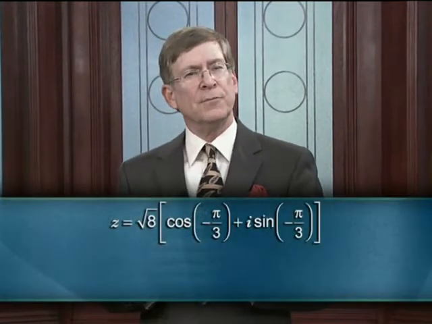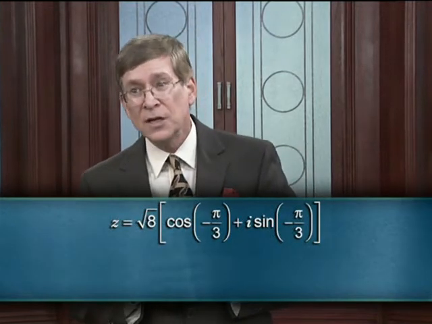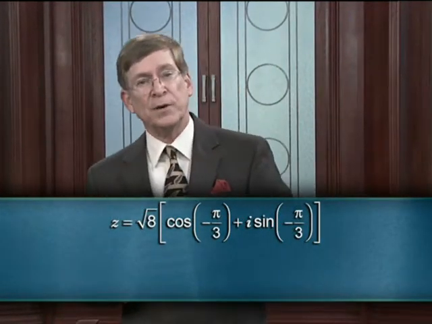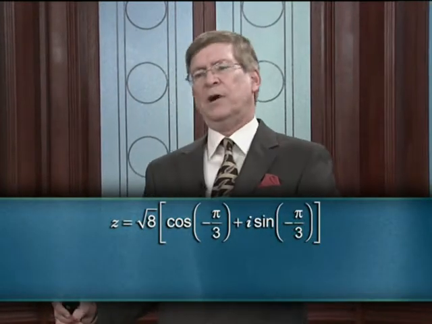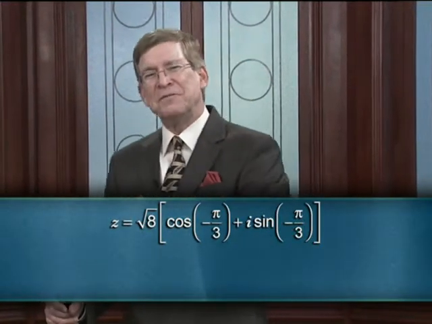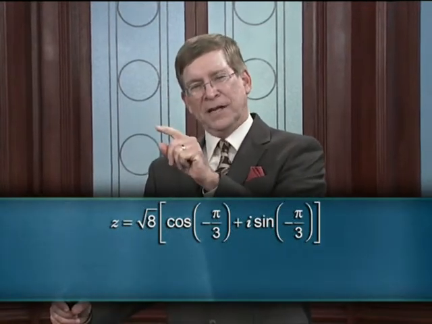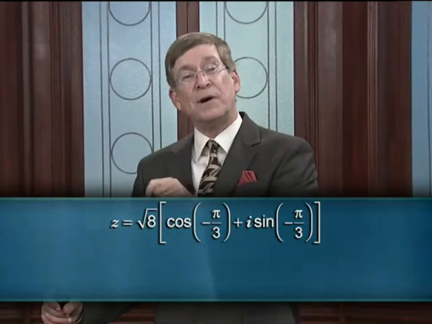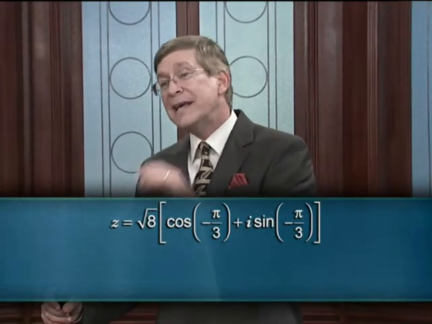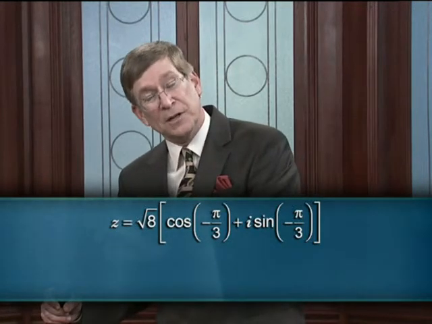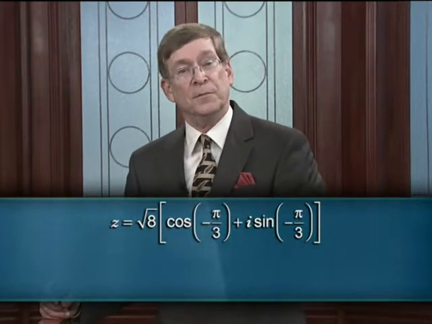Let's look at another example. Let's look now at a number that's already in trigonometric form and ask ourselves, what is the standard form of this complex number? Suppose the number is z equals square root of 8 times the quantity cosine minus pi over 3 plus i sine minus pi over 3. Notice how convenient this form is, by the way, before we do the arithmetic. I know the angle that this complex number makes with the positive x-axis, minus pi over 3. It's in the fourth quadrant. And I know how far from the origin this complex number is. It's square root of 8 units from the origin.